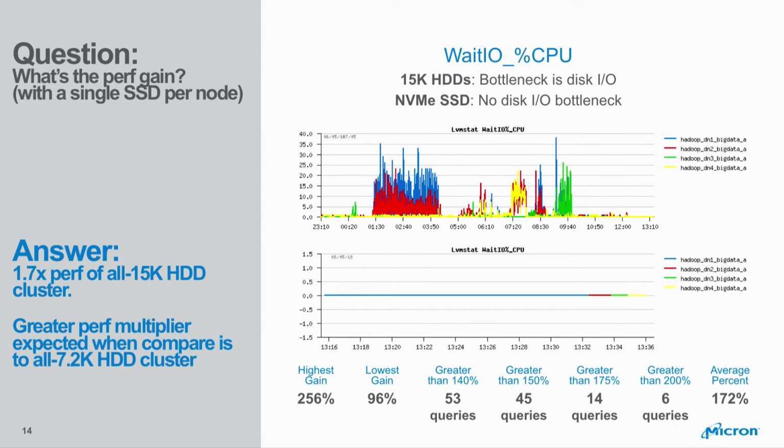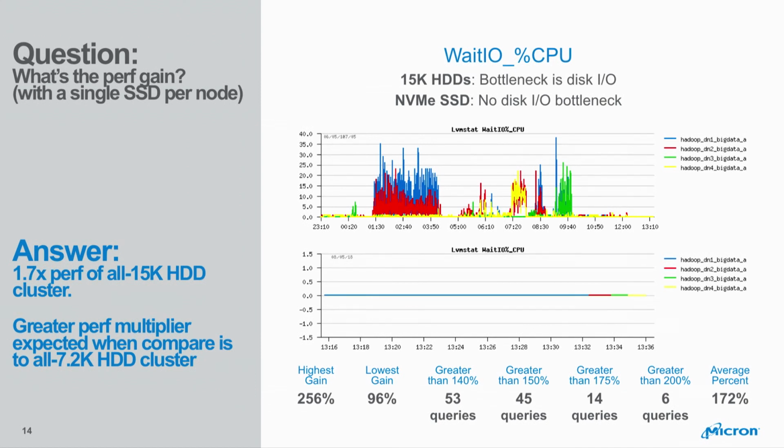On the average over 92 queries, we found that the single SSD node cluster was 1.7 times the query performance of the all 15K hard drive cluster. And you can expect an even greater performance multiplier when you compare these results to a 7200 hard drive cluster.